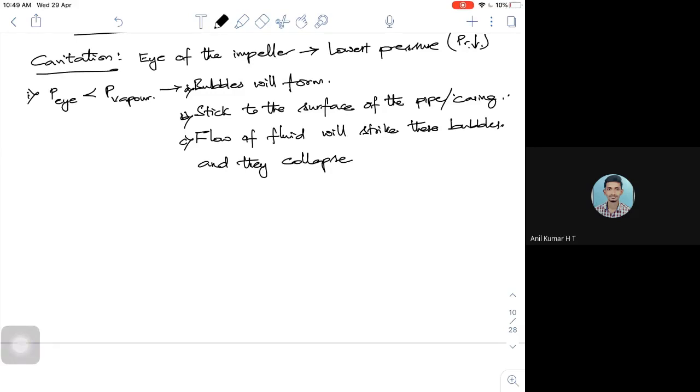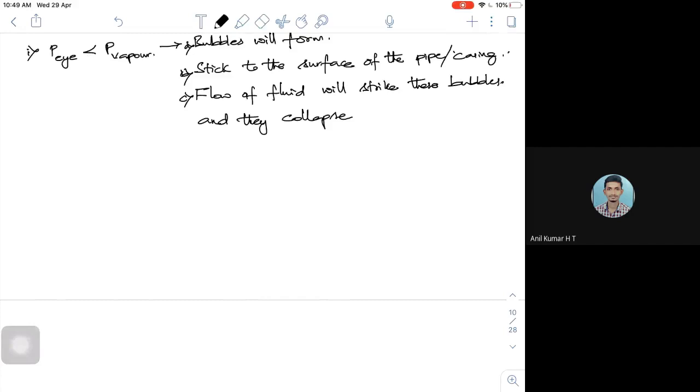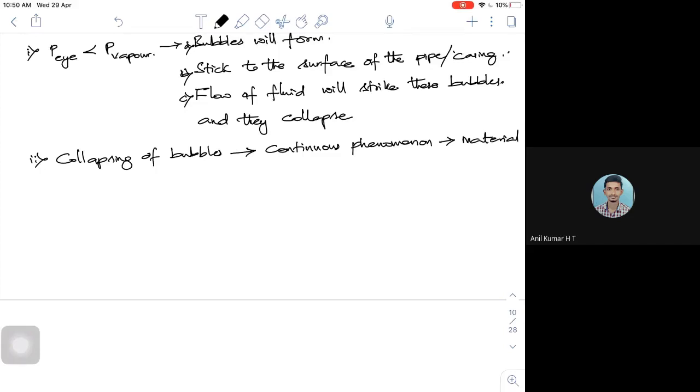So if this becomes a continuous phenomenon, the collapsing of bubbles, what will happen? The material gets eroded. What is it actually? Material is removed.